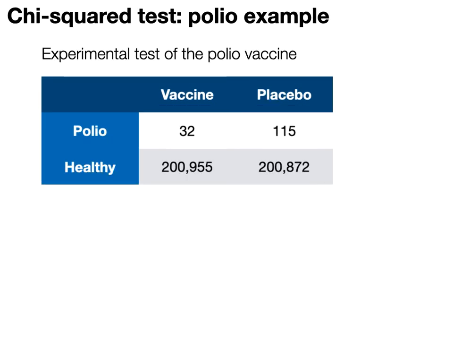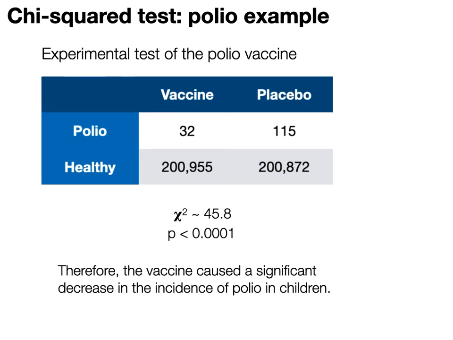Okay, so let's look at a chi-square test for the polio vaccine. So we saw these data in the previous lecture as well. So you can apply the same procedure and you calculate a chi-squared of 45.8, a p-value less than 0.001. And so you can conclude, therefore, the vaccine caused a significant decrease in the incidence of polio in children.